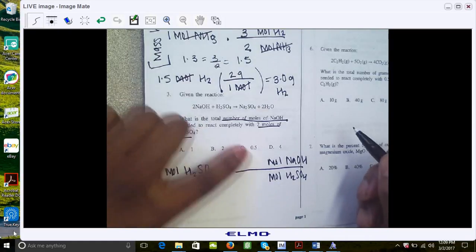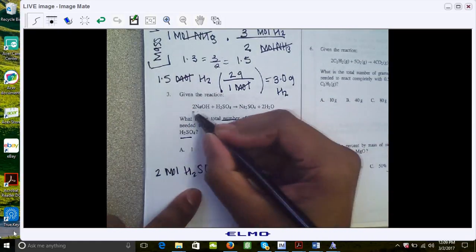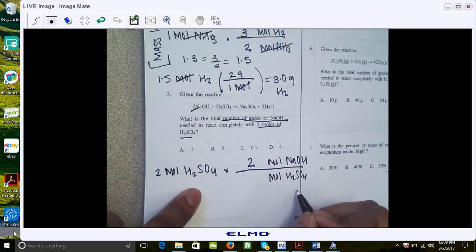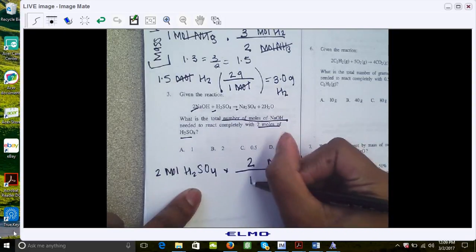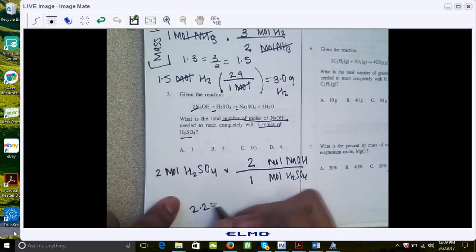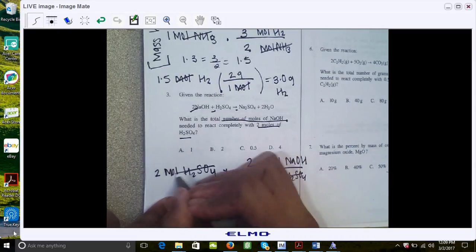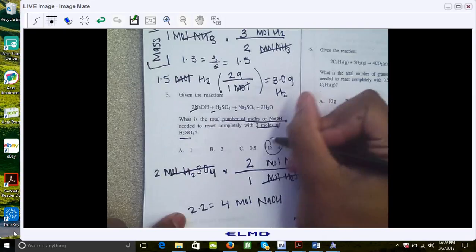So how many moles of NaOH do I have? I have 2, right? 2. How many moles of H2SO4 do I have? For H2SO4, I have 1. So I'm going to just multiply 2 times 2. So it's going to give me 4 moles of NaOH. And that's D.